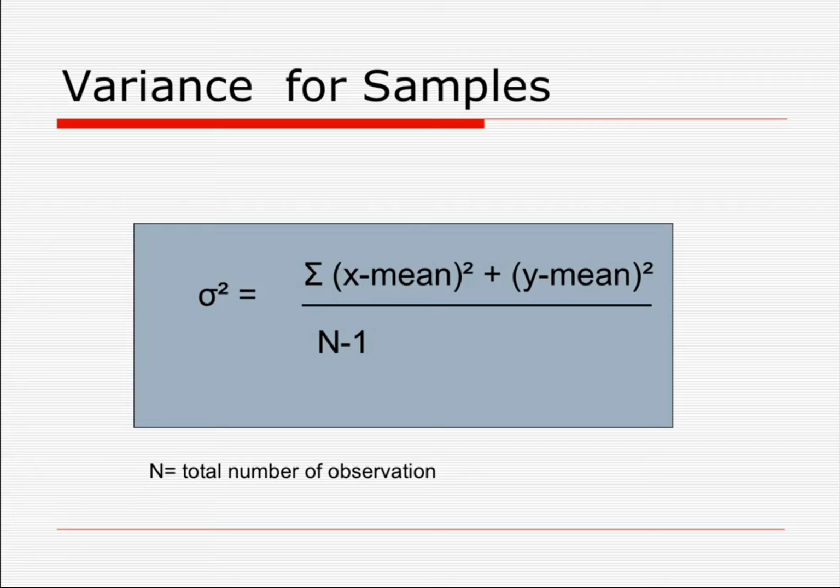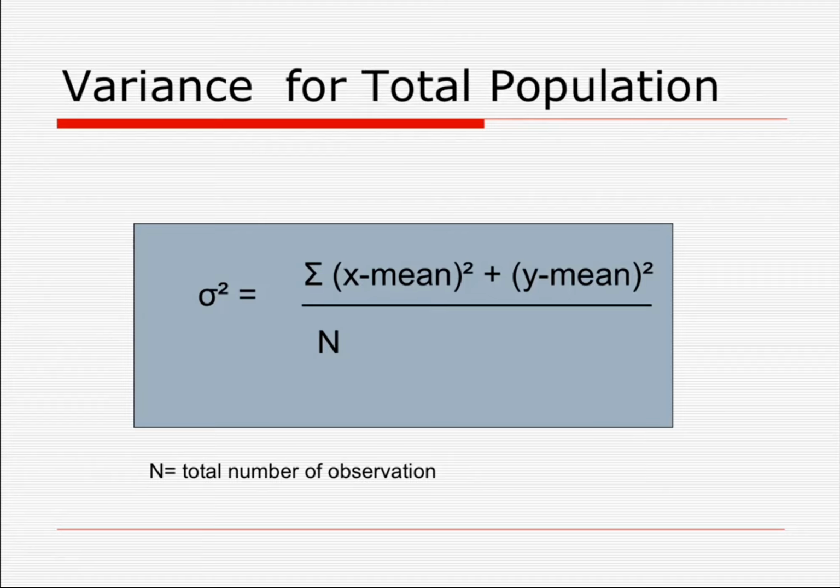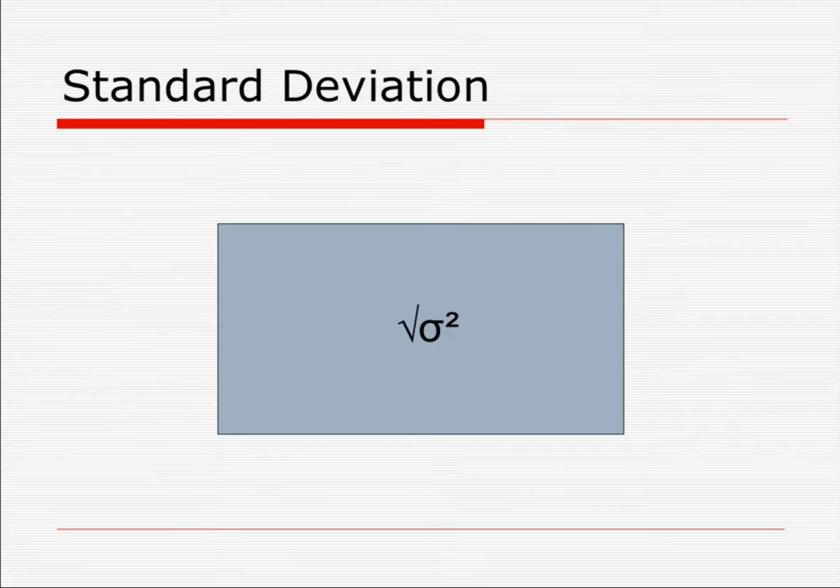So anytime we're going to square that negative value, it makes it a positive. A negative times a negative is a positive. And then we divide it by n minus 1, particularly if we're looking at a sample of a population versus the entire population. And if it's the entire population, we would use n in the denominator. Standard deviation is simply the square root of the variance.